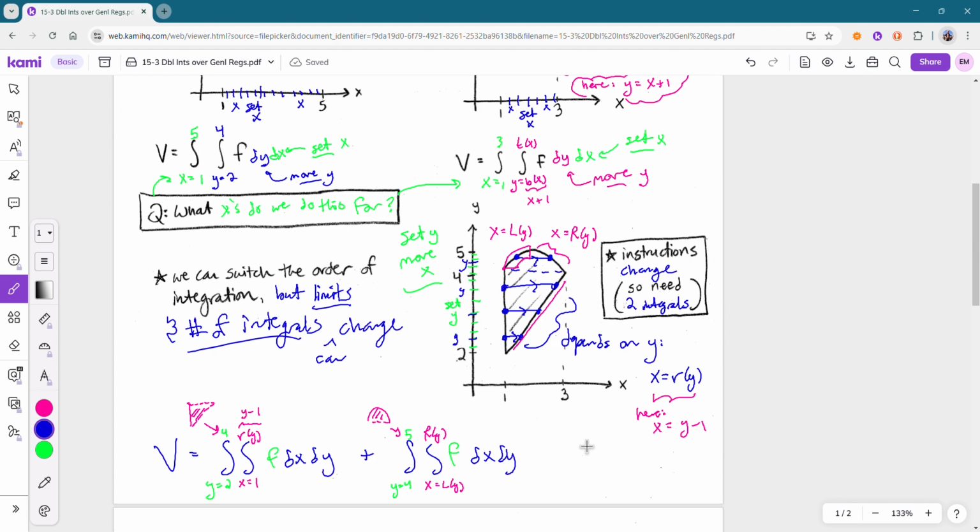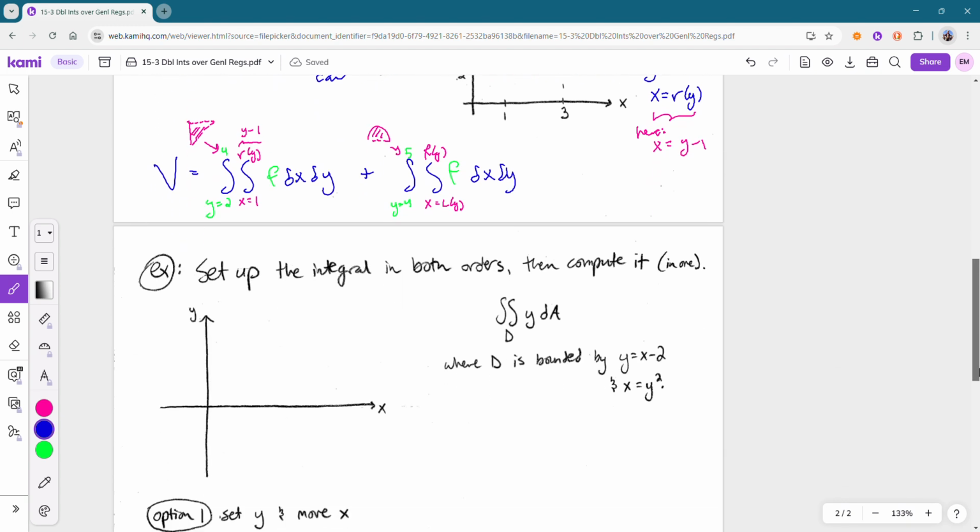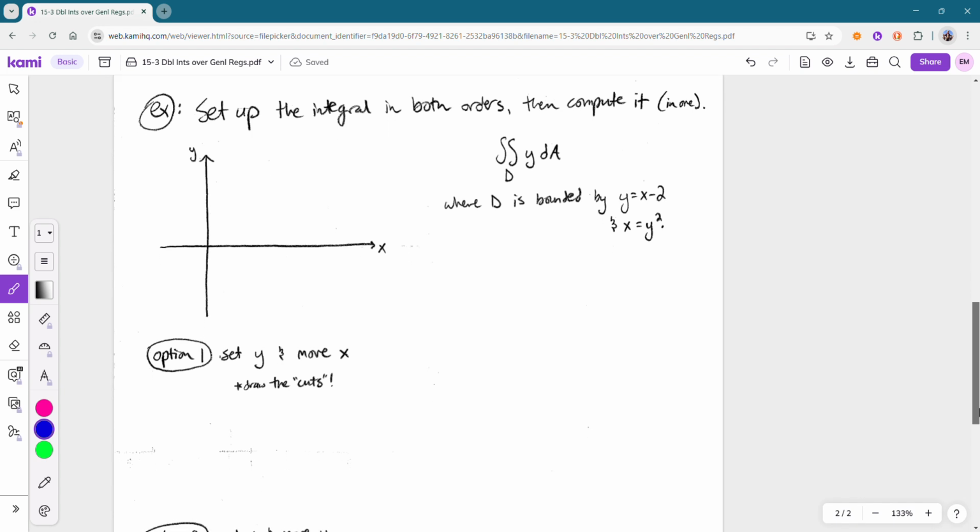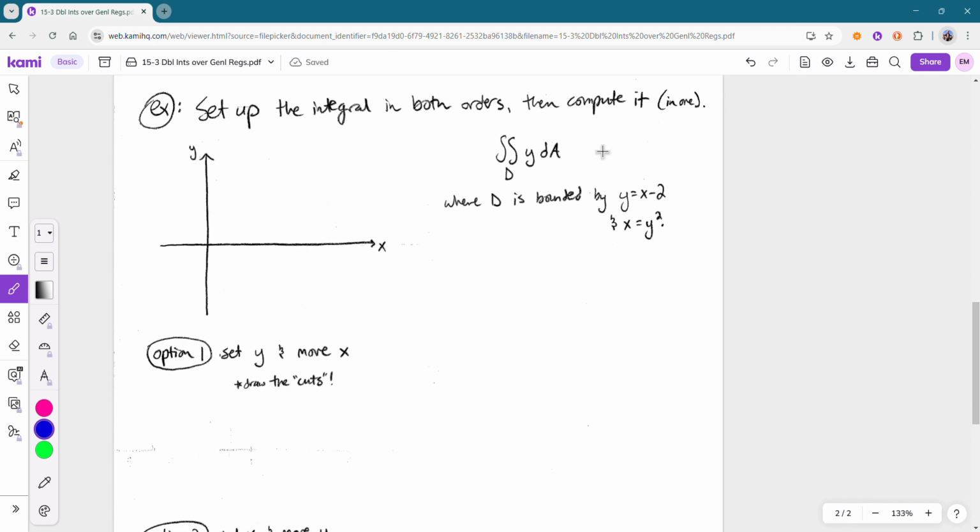Let's see how this plays out with a specific example. So here we have an integral of this boring function y. This is our f of x, y, giving us our green hill on top of some region. And in this region D, we're told is bounded by this line and this sideways parabola. And so we need to figure out our limits of integration so that we can eventually compute this thing.